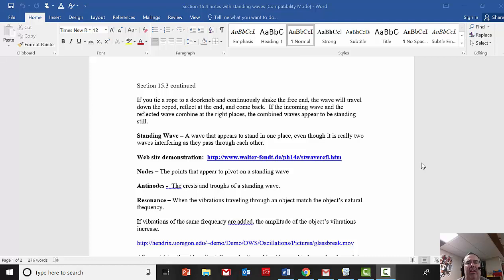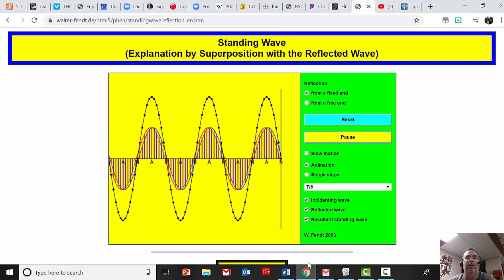And when we get things that bounce back interfering with waves that are still coming in, sometimes you can get a standing wave created. And it says there a standing wave is any wave that appears to stand in one place, even though it's really going to be two waves that are interfering with one another.